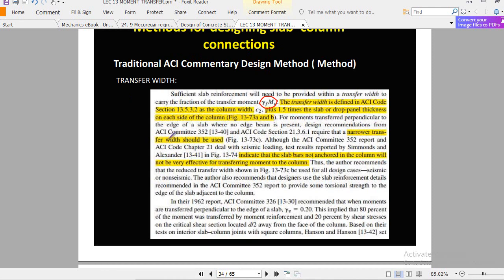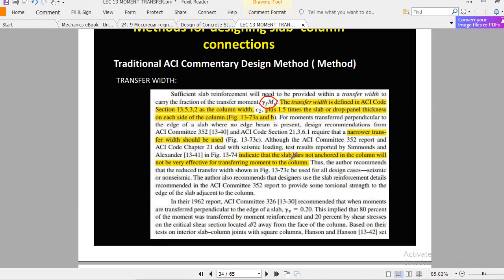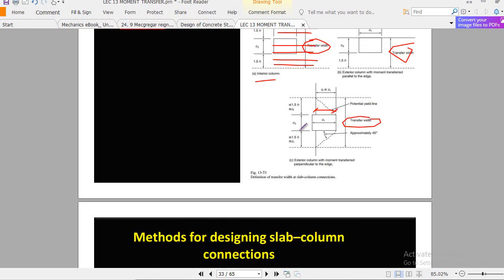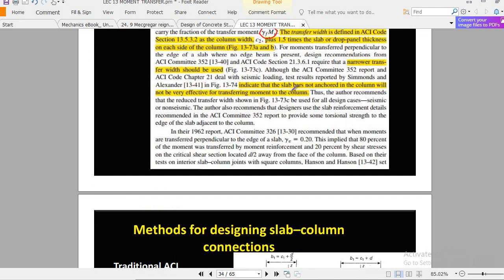For moment transfer perpendicular to the edge of a slab where no edge beam is present, the design recommendation from the ACI code requires that a narrow transfer width should be used. Narrow transfer width, in the case of this C1 and CT case. This is important. By minimizing, you see 1.5 times h, if it is more than CT, then use CT, not 1.5 times h. Further, it indicates the slab bars not anchored in the column will not be very effective for transferring moment to the column. It is also important.